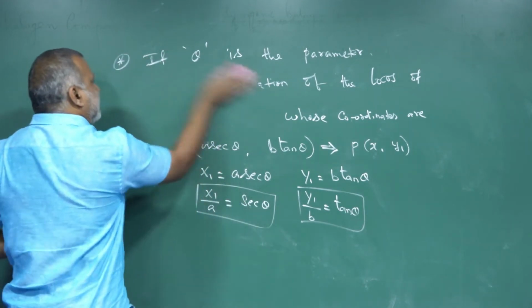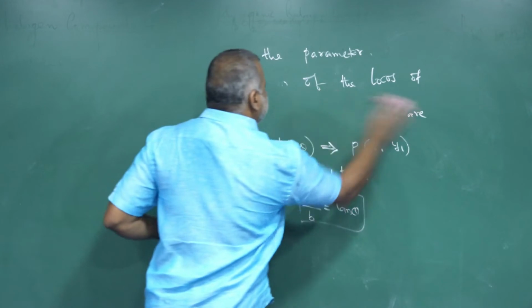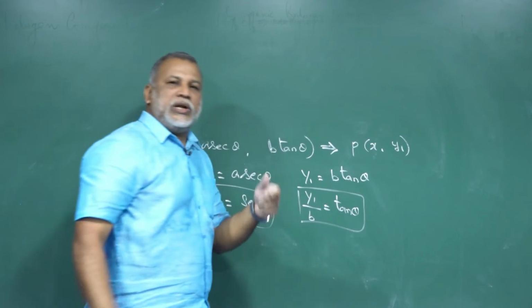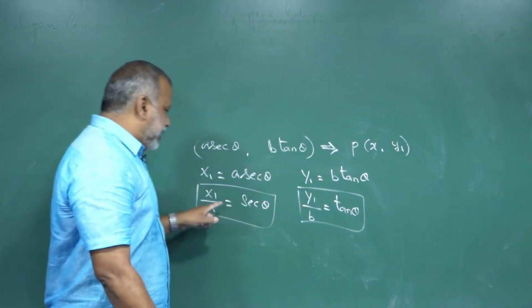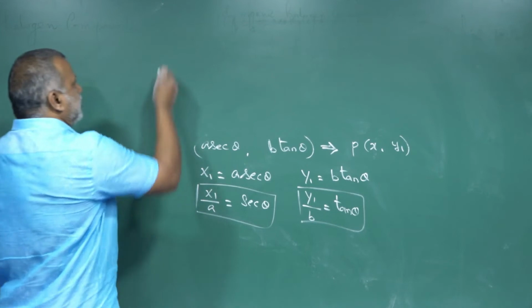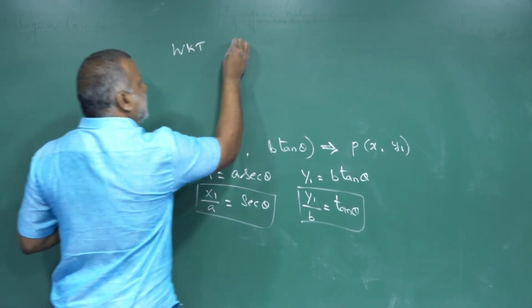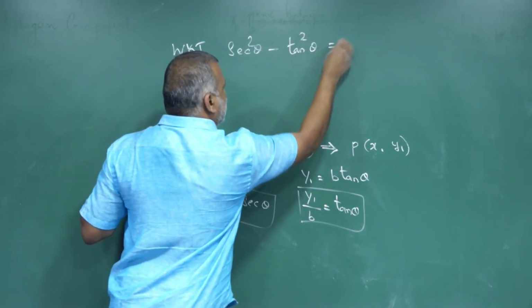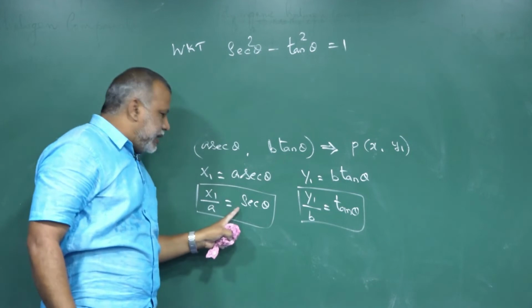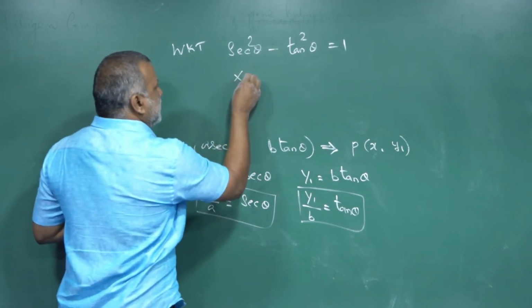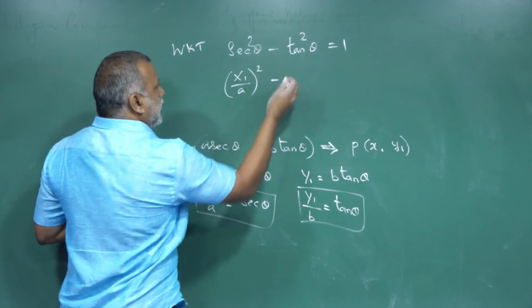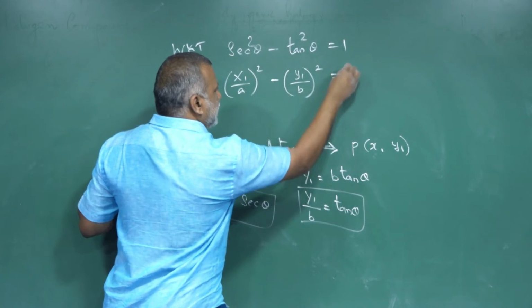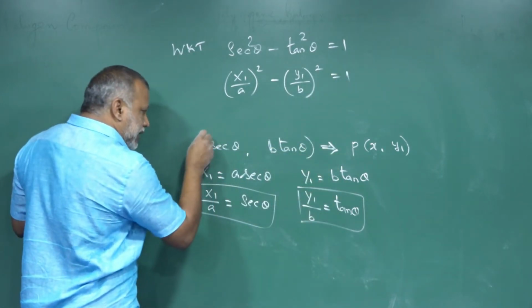From your lower classes onwards you have been using the trigonometric identities. When we get sin and cos, we use the identity cos squared alpha plus sin squared alpha equal to 1. Here we are getting secant and tan, therefore we use this one. We know the concept: secant squared theta minus tan squared theta is equal to 1. So instead of secant, I can use x1 by a, the whole squared, minus, instead of tan, y1 by b, the whole squared, equal to 1. So dear students, listen to the concept.